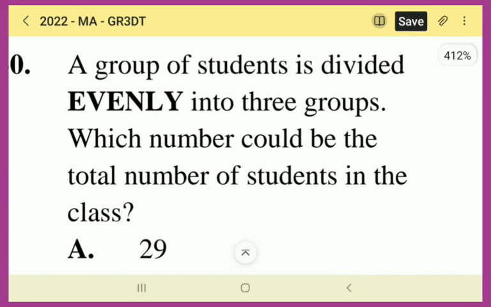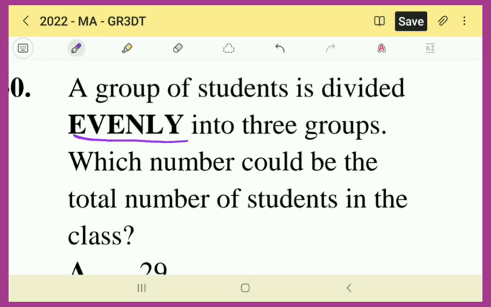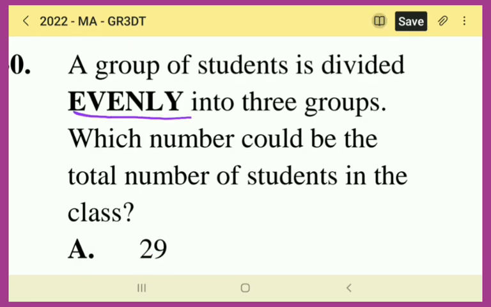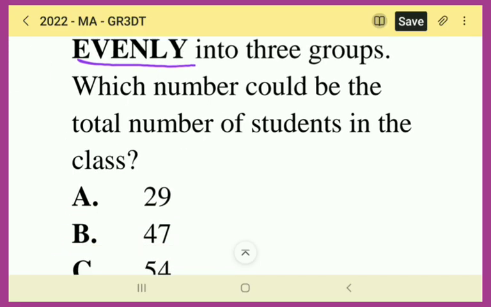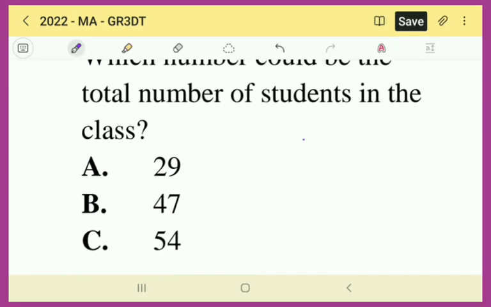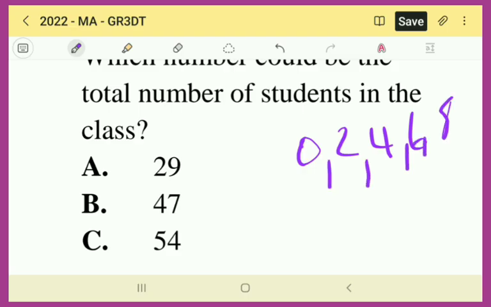A group of students is divided evenly, keyword here, evenly, same amount, into 3 groups. So whatever you're dividing must be divisible by 3. 3 should be able to go in there without leaving a remainder. Which number could be the total number of students in the class? Which number do you think would be the total number of students? Even numbers end in 0, 2, 4, 6 or 8. Do you see any of these ending in either 0, 2, 4, 6 or an 8? This one. So the answer is C.